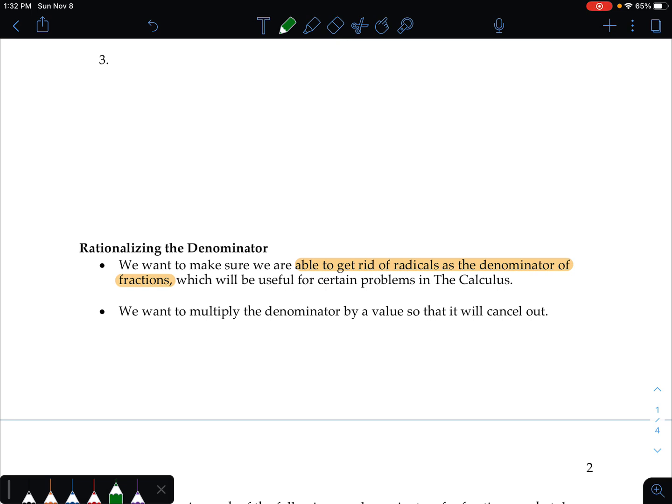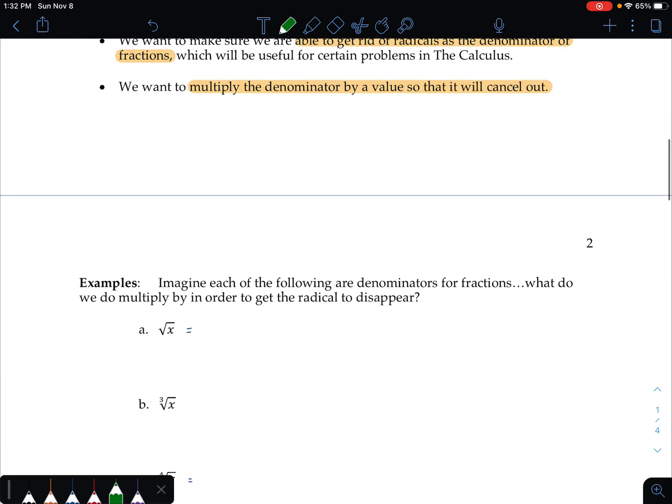Okay, so we want to multiply the denominator by a value so that it'll cancel out the radical. We can adjust the denominator so that we get the same value. It's just that it looks different, just like getting a common denominator when we're adding or subtracting fractions. The same idea. So the key word here is we're multiplying.